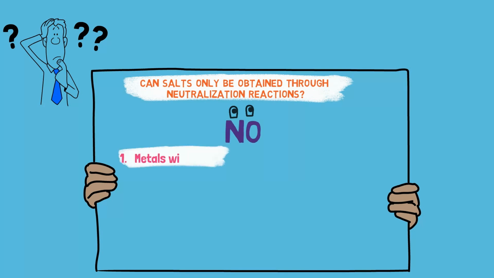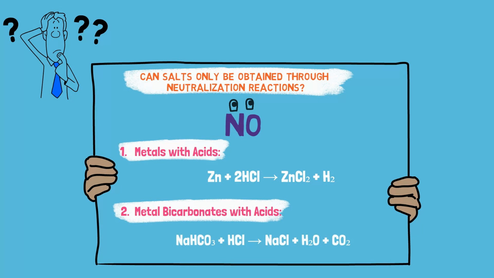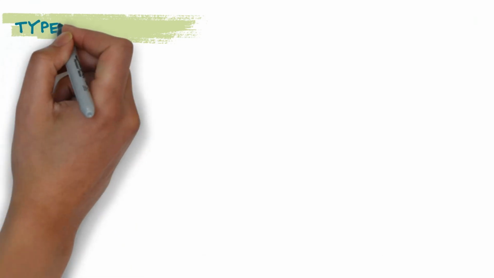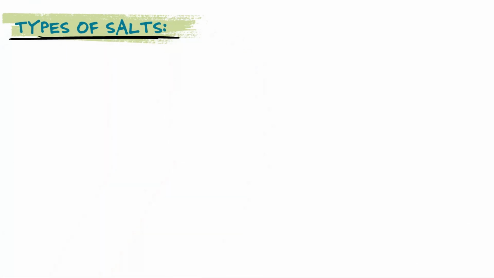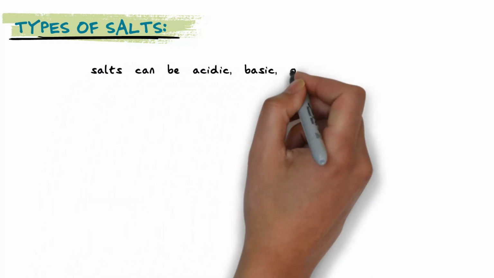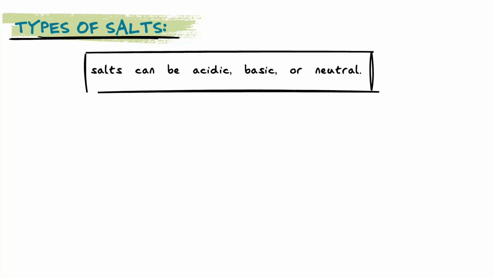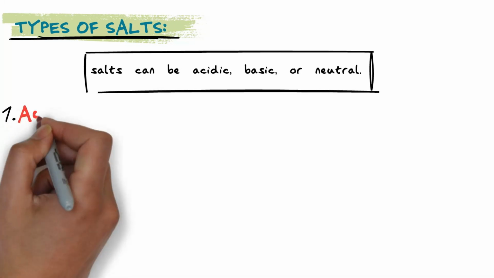Salts can also be formed in other ways, such as when metals react with acids or bases, or when metal bicarbonates react with acids. Now, my dear students, let us discuss the types of salts based on their acidic and basic character. We find that salts can be acidic, basic, or neutral. Let us go through them one by one.